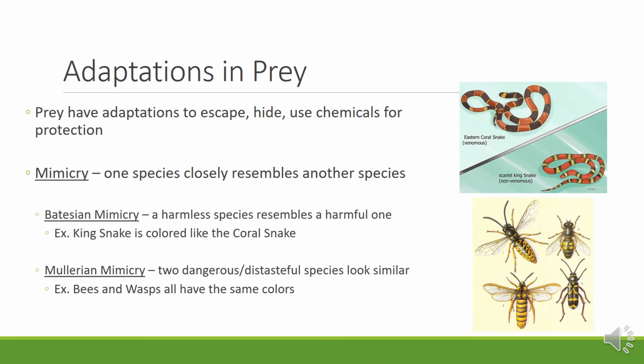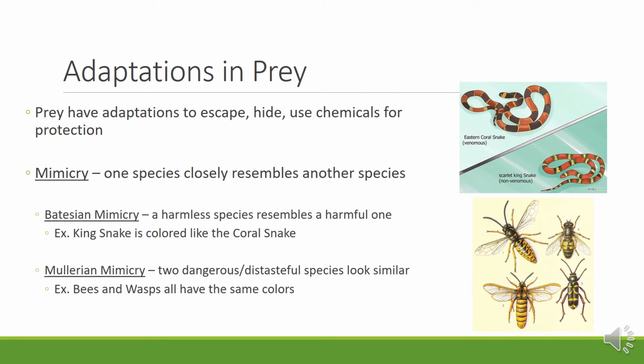Adaptations in prey. They're the opposite of predators. Their adaptations are to escape, to hide, or use chemicals for protection. A common strategy is mimicry, where one species closely resembles another species. In Batesian mimicry, you have a harmless species resembling a harmful one. An example, the king snake on the right there is colored just like the coral snake. His colors are alternating. They're different, but to a predator, that's enough to say, okay, I won't eat this king snake because maybe he's venomous.